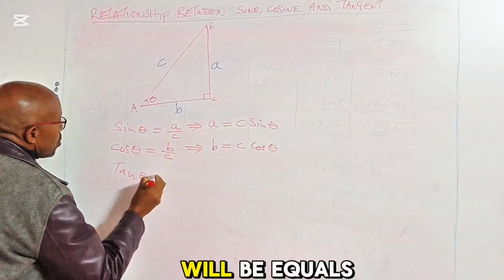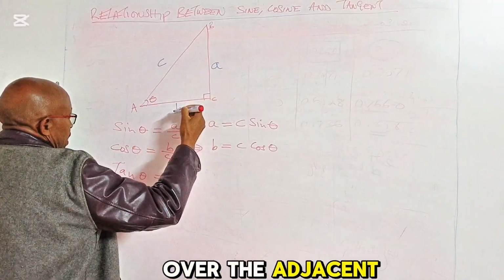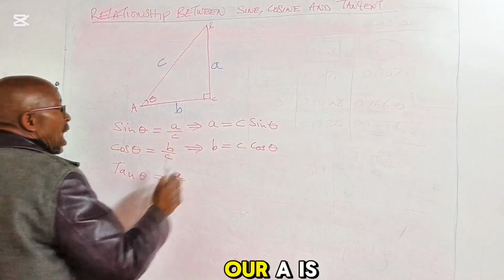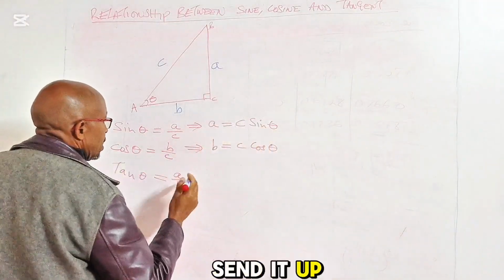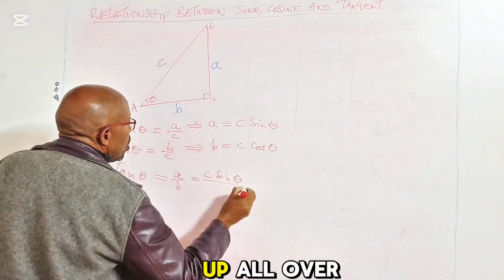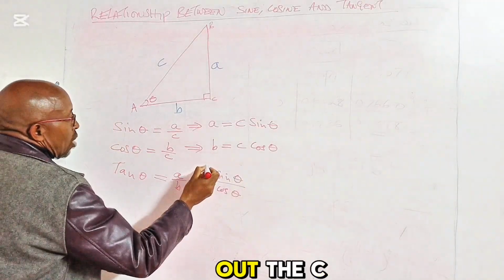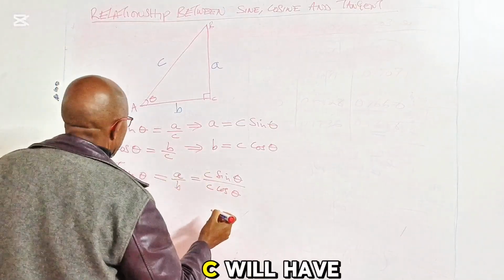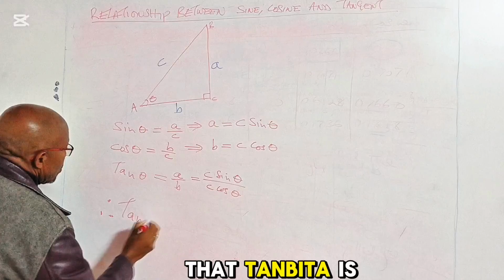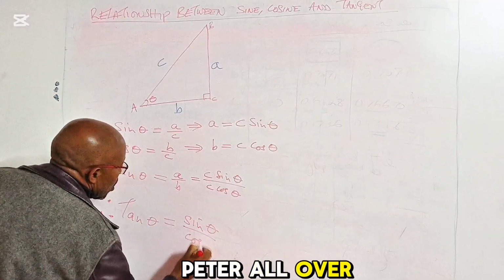And tan theta will be equal to opposite side over the adjacent. So it will be a all over b. In this case, our a is c sin theta. So we'll have c sin theta all over, our b is c cos theta. We can cancel out the c. Cancelling out the c, we'll have that tan theta is equal to sin theta all over cos theta.